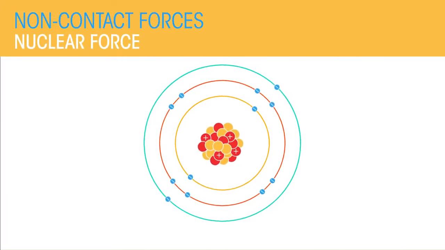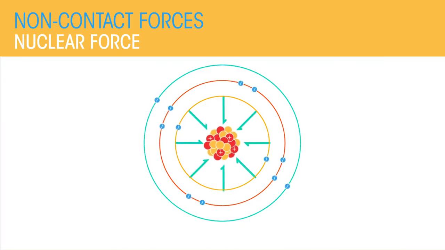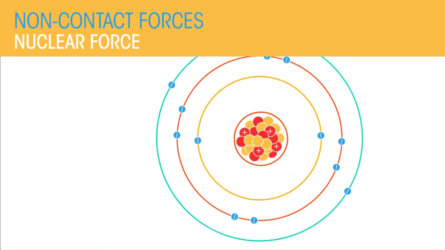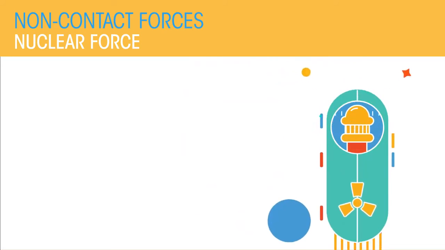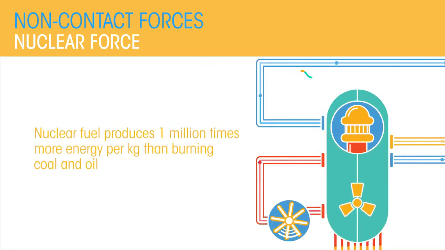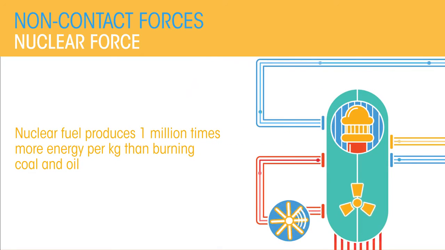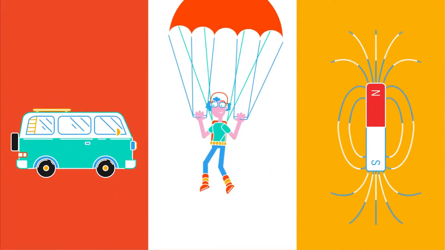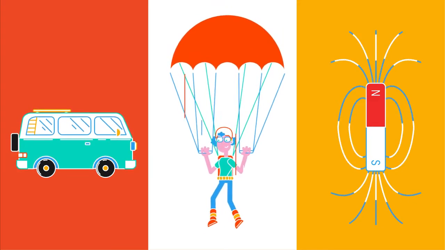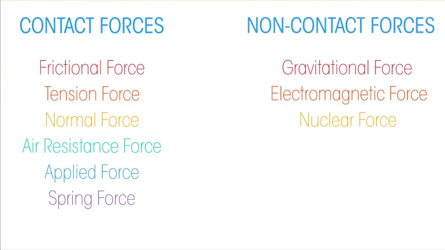Nuclear forces are the strongest forces in nature. They hold the protons and neutrons together in a nucleus. In fact, because nuclear forces are so strong, nuclear reactors produce about 1 million times more energy per kilogram of fuel compared to oil or coal. So to summarise, forces control the way objects interact. There are lots of forces, which can be grouped into contact and non-contact force.